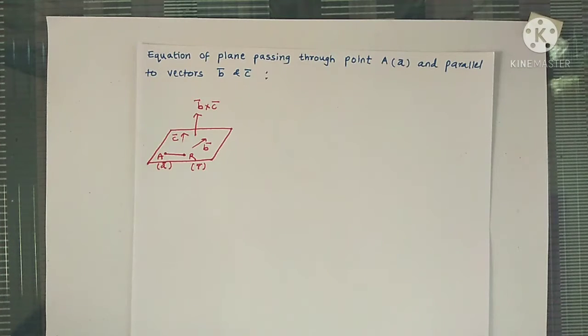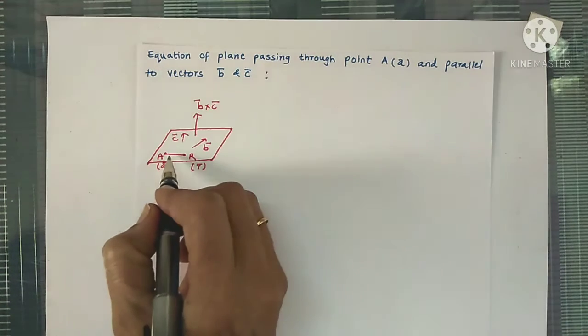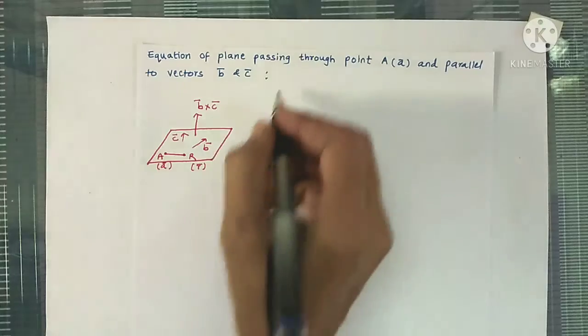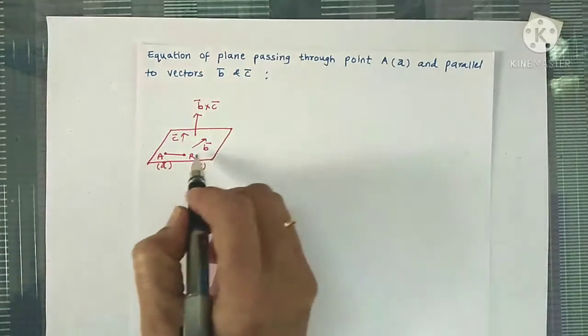In this video we are going to learn the equation of a plane passing through a point and parallel to two vectors, and the equation of a plane passing through 3 points. So two vectors b bar and c bar are parallel to the plane, and a fixed point A with position vector a bar is given which lies in the plane. Now b bar and c bar are parallel to the plane.